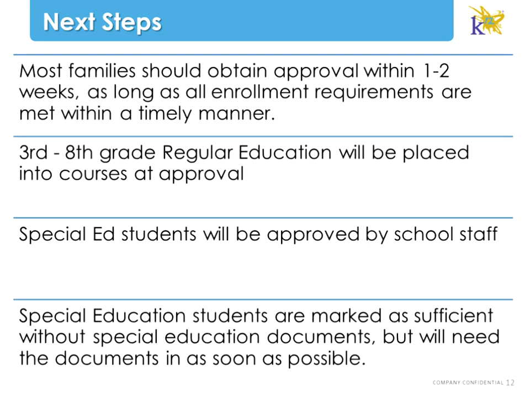Now, most families should obtain approval within 1 to 2 weeks as long as all enrollment requirements are met in a timely manner. 3rd through 8th grade regular education students are placed into their courses at approval. For students who are receiving special education services, they are approved by our school staff. For students that are marked as sufficient with special education services without their special education documents, we will need those documents as soon as possible so we can accommodate their educational needs.